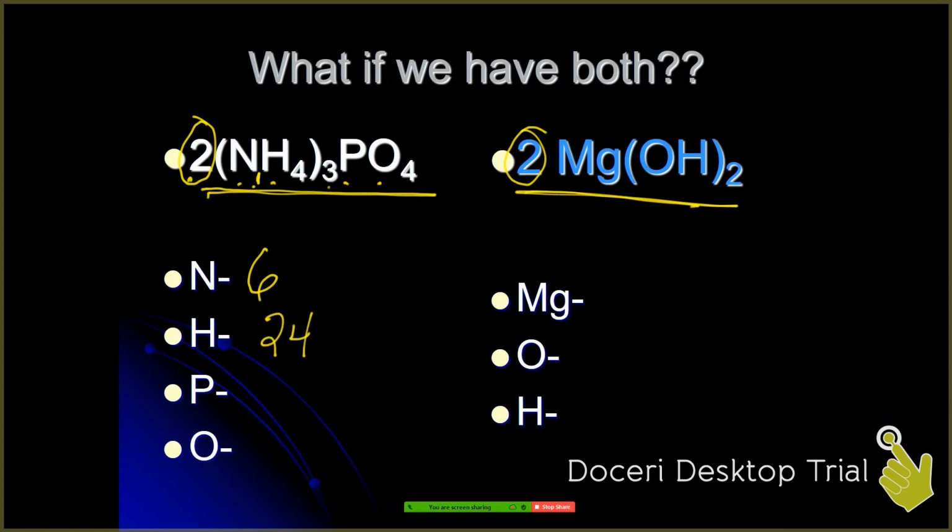How many phosphorus would I have? 2, because I have 1 here, and then 1 times 2 is 2. And oxygen, I would have 8.